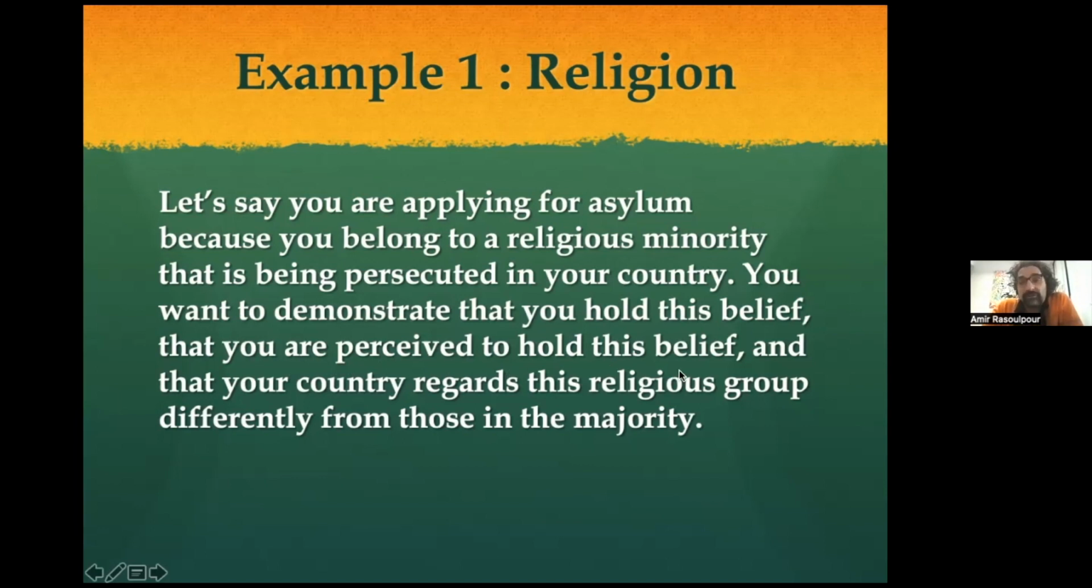Secondly, that you're perceived to hold this belief. So again, maybe there's something about your name, or perhaps you live in a certain area in your country where people of the same minority live, or maybe it's even more explicit than that. Maybe it's on some official documentation. So how is it that people know that you hold this belief? And that the government or people in your country regard this religious group differently than the majority, and of course that they persecute it, right? So what happens to people who hold this religious faith in your country of citizenship?